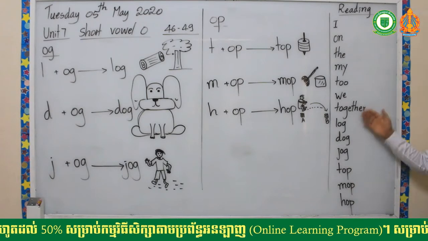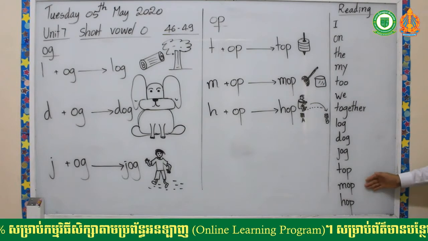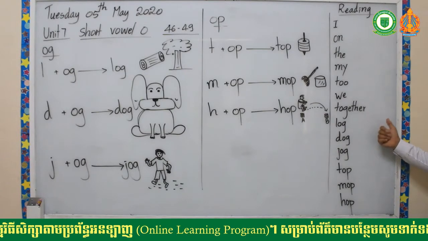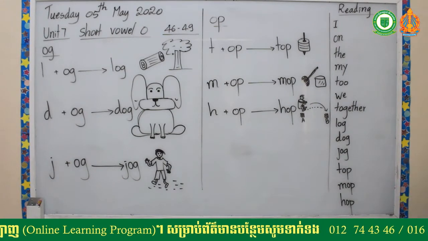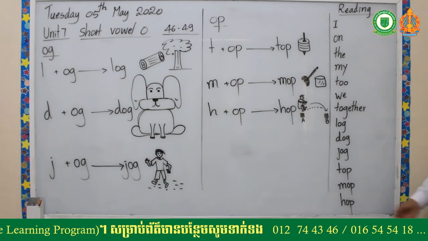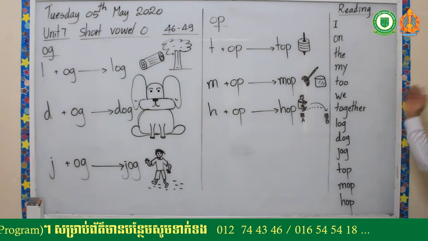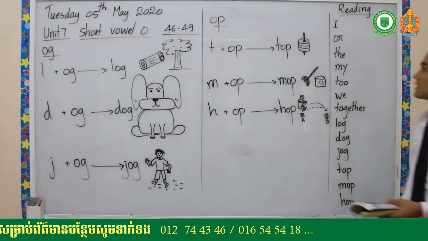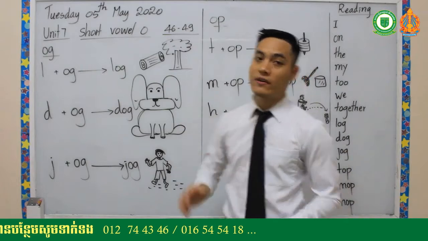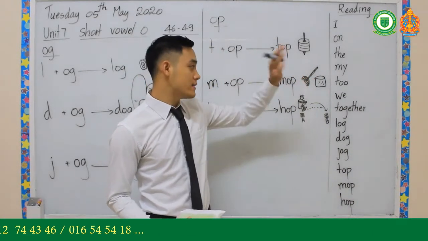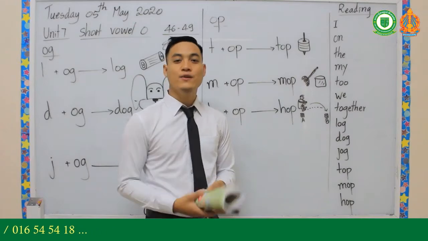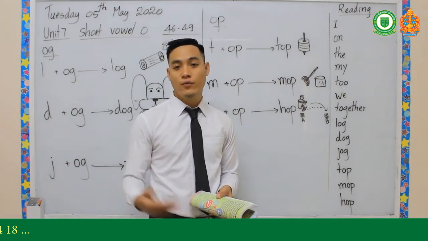And these are the 6 words you already learned, like log, dog, jog, top, mop, and hop. Okay, so that's it for part 1 of the lesson. So don't forget to review short vowel O, and especially your reading. Practice the words right here, and see you again in the second video.